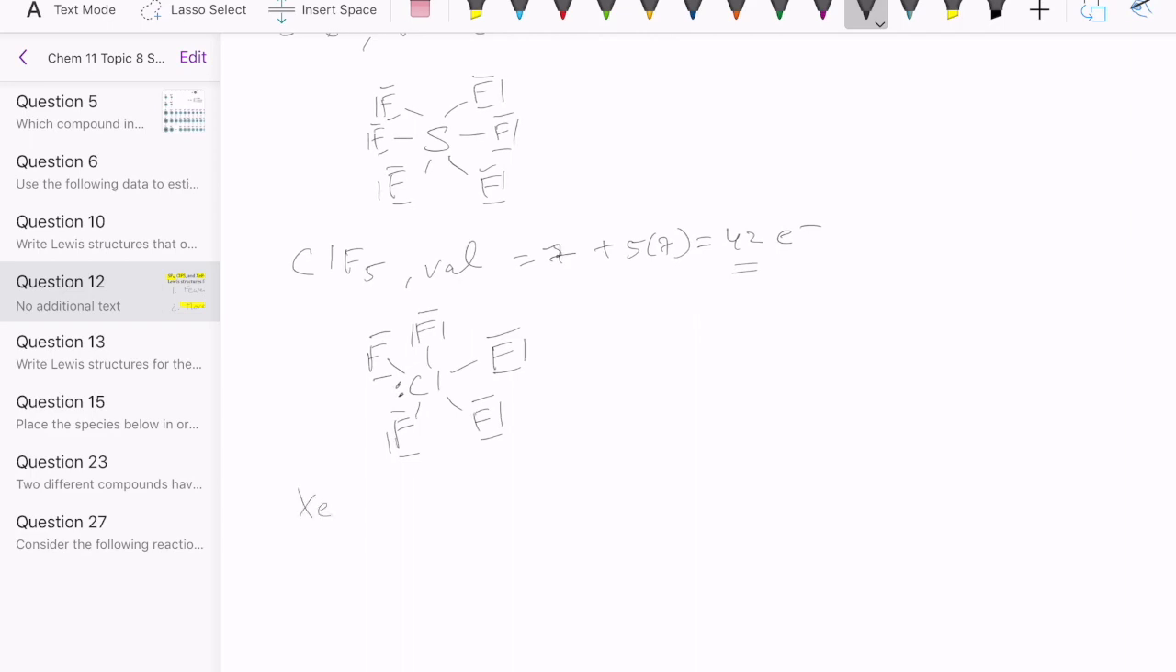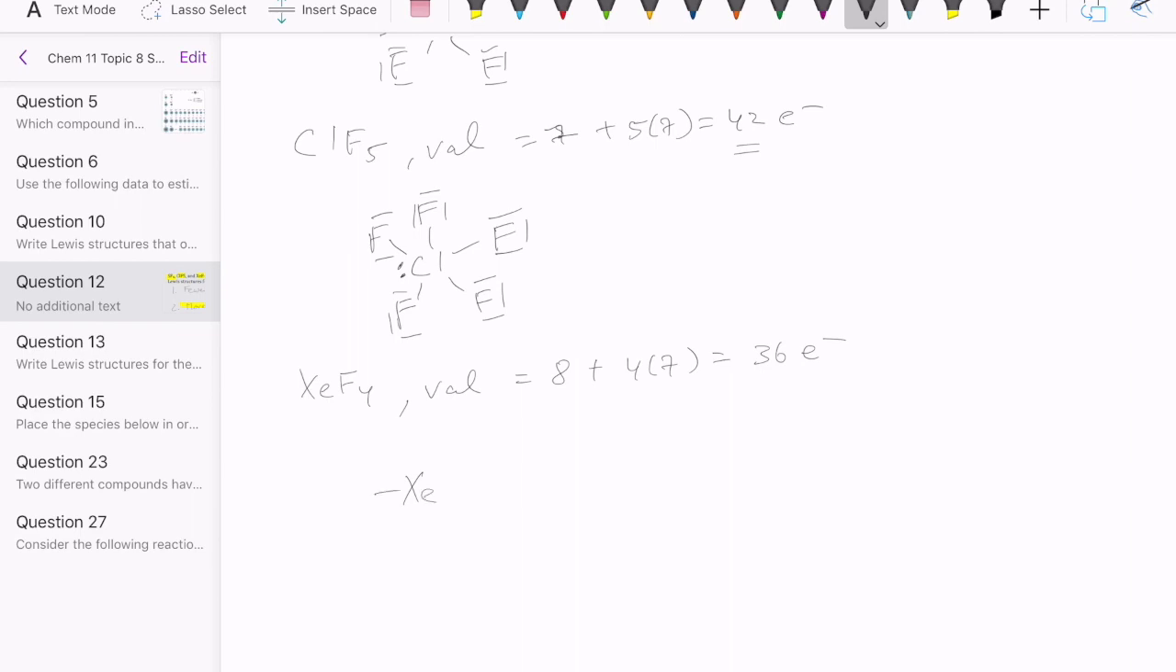Our last structure is xenon tetrafluoride. The valence electrons here are 8 plus 4 times 7, which equals 36 electrons. With xenon in the middle and the 4 fluorines around, we put an octet on each fluorine. Now we have 4 times 4, so we've used up 16 pairs or 32 electrons, and we still have 4 electrons left. The only place you can put those 4 electrons is around the xenon, because xenon is pretty low in the periodic table. It has additional empty orbitals on that shell that could be filled with electrons.